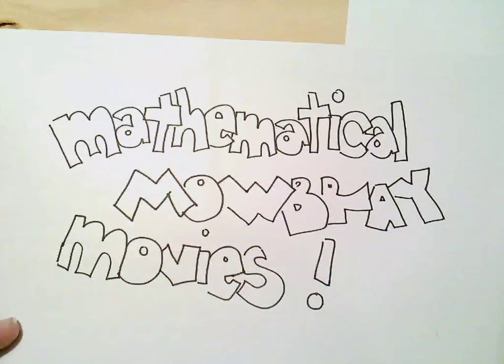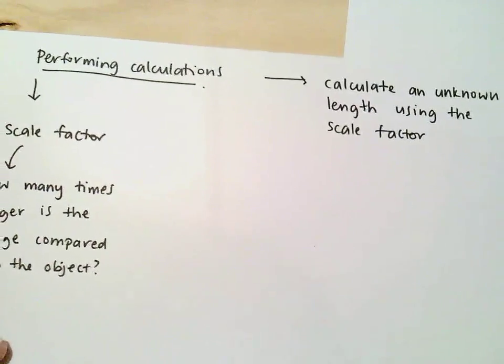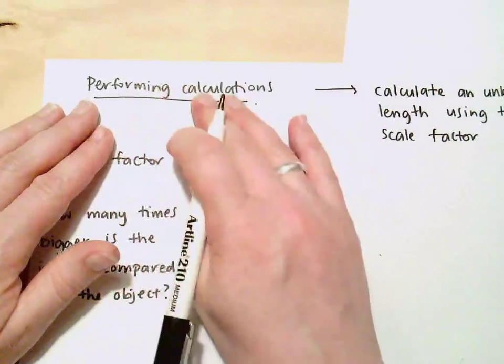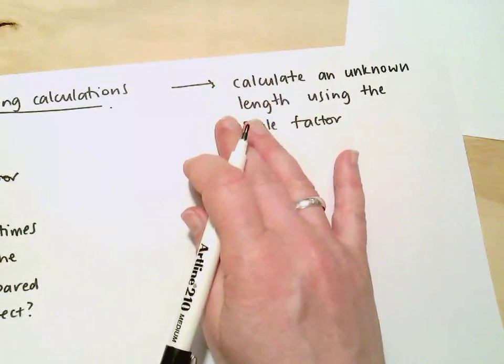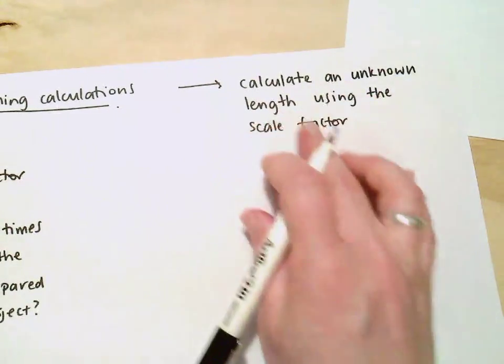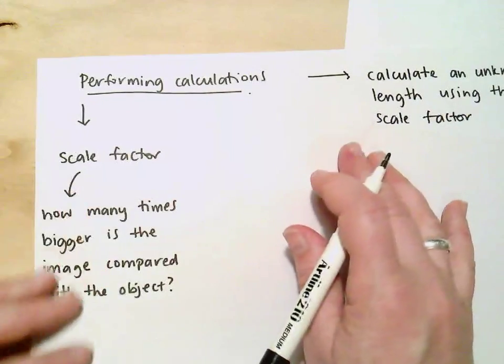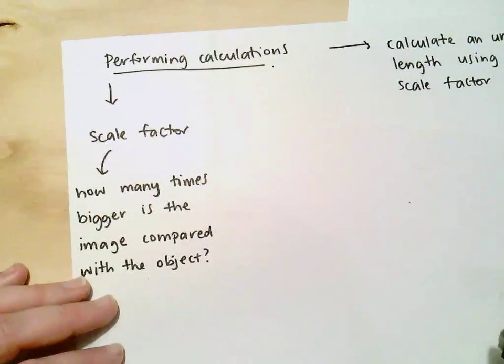In this lesson we're continuing on with similar figures, but this time we're assuming that we know that two figures are similar. Maybe the question told us that they are, or maybe we've worked it out ourselves. And now we're moving on to performing calculations. So we're going to look at two types of calculations. We're going to be calculating an unknown length using the scale factor in a bit. But to start us off, we're going to perform the calculation of what we call the scale factor.